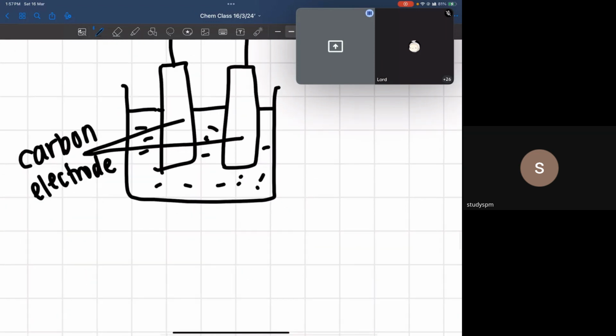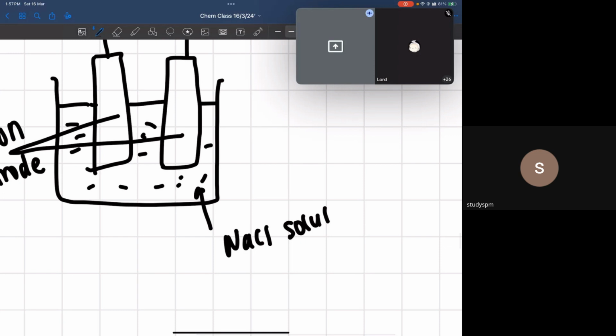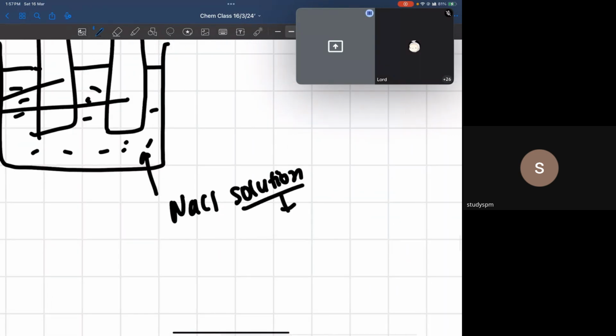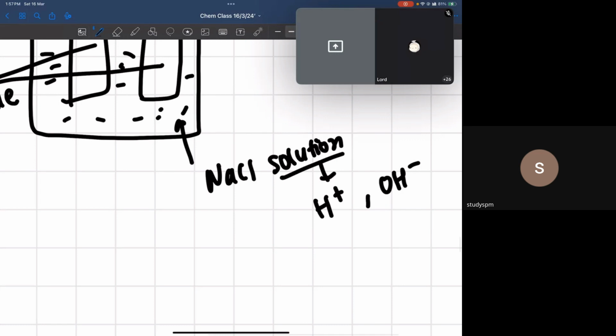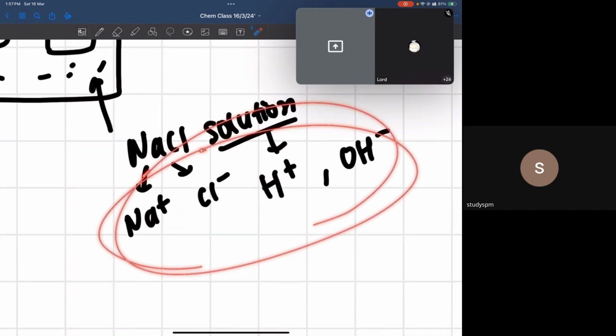Okay, let's say here there is sodium chloride salt solution. You can try this at home. Just sodium chloride solution. In a solution, what must be there? Water must have hydrogen ion and hydroxide ion. Sodium chloride is made up from what? This is an ionic compound, so it can break into sodium ion and chloride ion. So these are all the ions present in the sodium chloride solution.